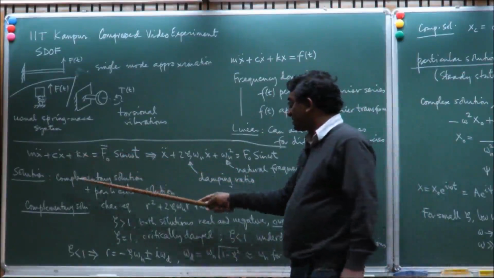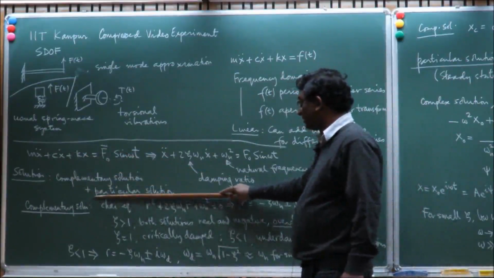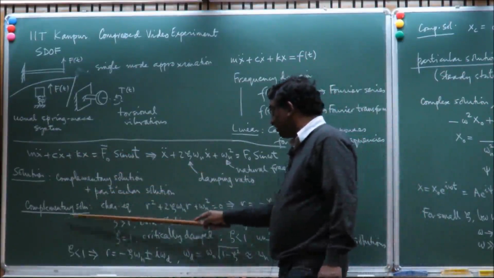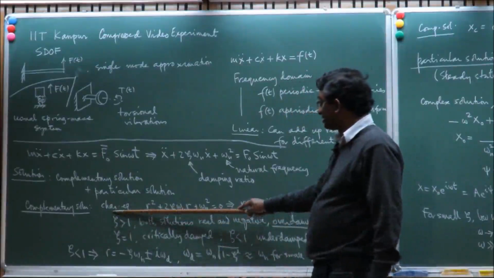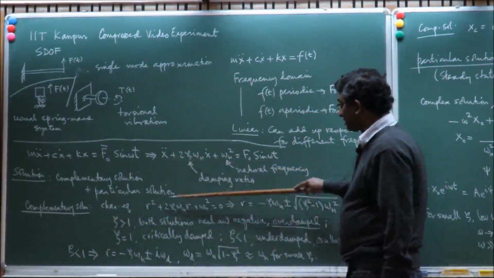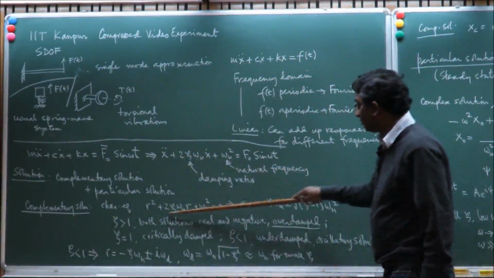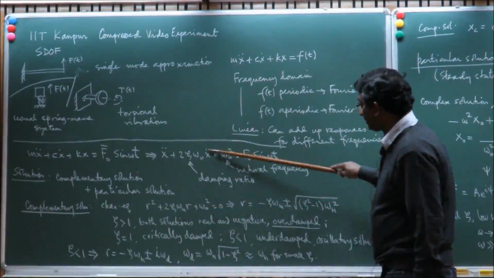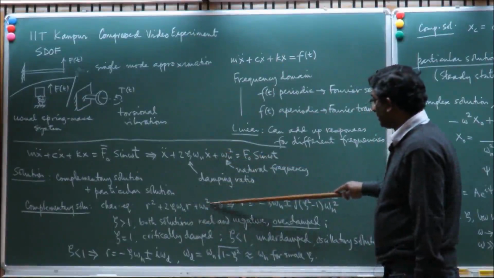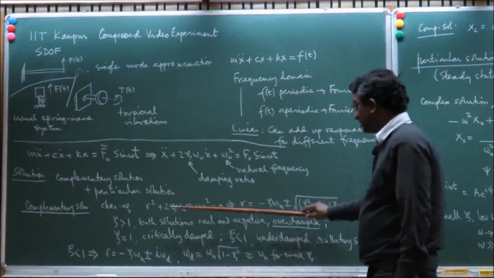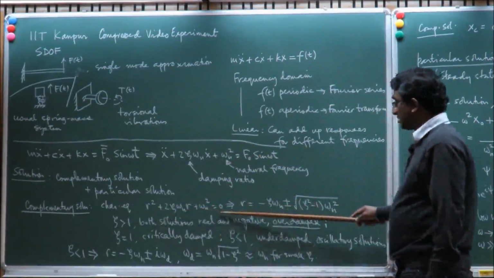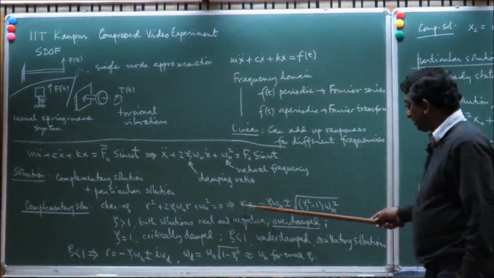The solution for this system has a complementary solution and a particular solution. The complementary solution is found by looking at the characteristic equation. Looking at this equation, we write the characteristic equation from here, r squared from here, 2 zeta omega n r, r for this one derivative, omega n squared from here equals 0. This is the characteristic equation. The solution for this quadratic equation is simple.